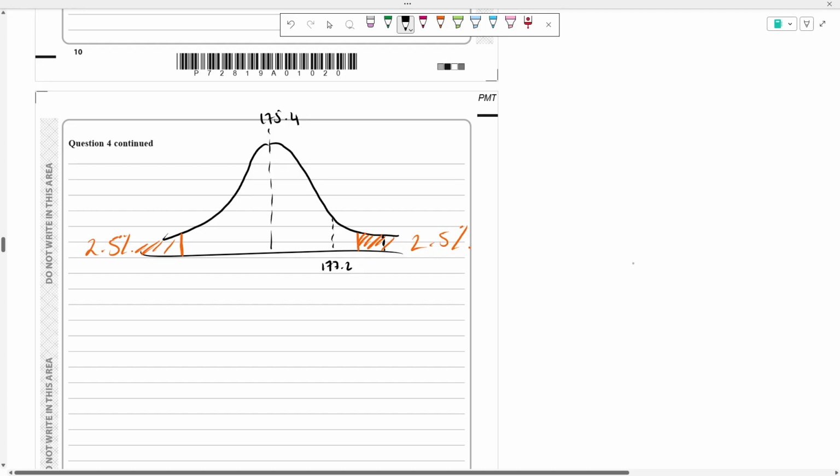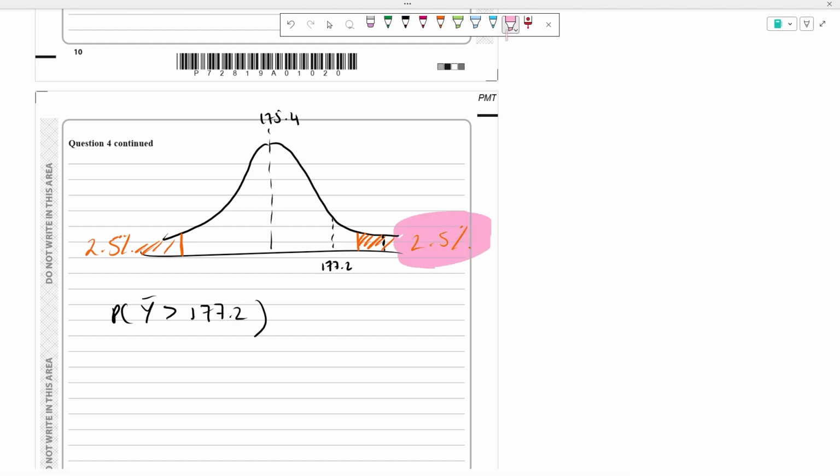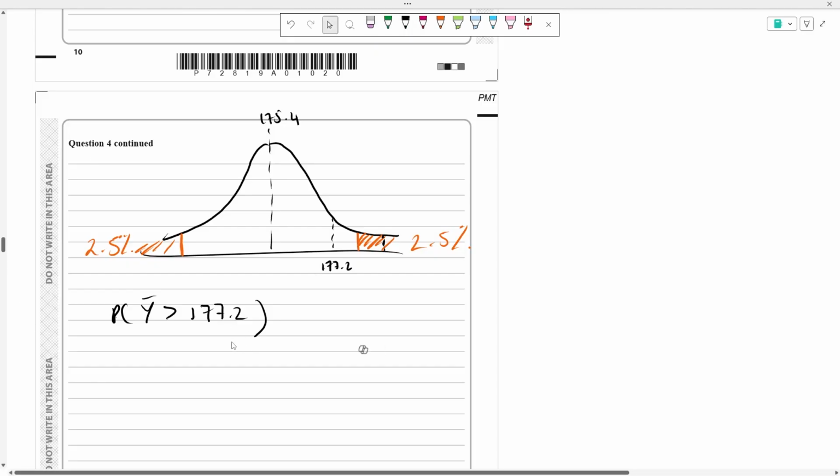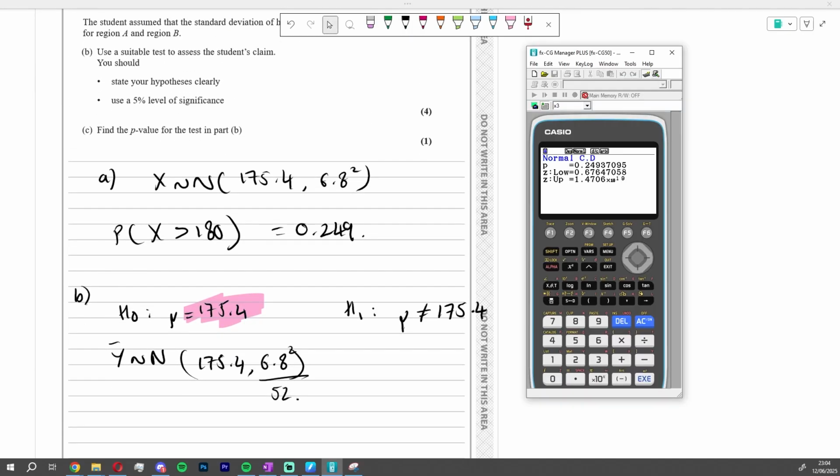So what we're going to test is essentially the probability that y bar is bigger than 177.2, and we're going to check, is it actually bigger than 2.5% or is it less than 2.5%? And let's just put that into our calculator. So into our calculator with this data, we're going to have bigger than 177.2, really big number. We've already got that as our upper. Our standard deviation, you have to be careful here. I would probably put this in brackets. So we have 6.8 actually.